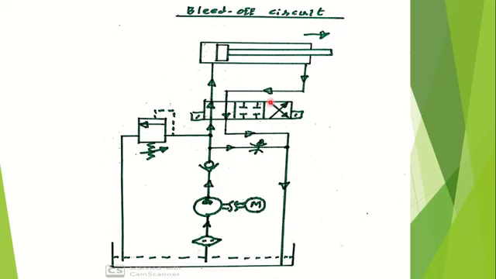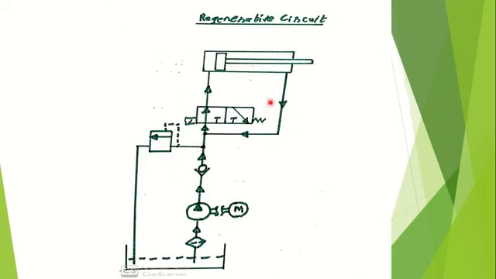Let us have another discussion. This is the hydraulic circuit for a regenerative system, the regenerative hydraulic circuit. The function of this regenerative hydraulic circuit is to have the speed of the piston during forward stroke as well as return stroke be the same.